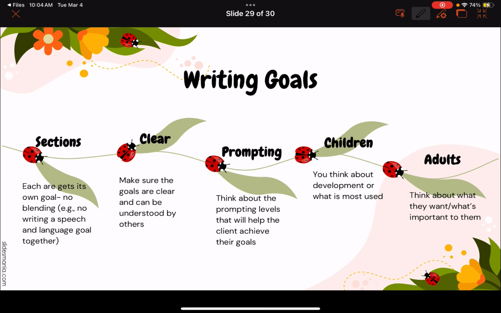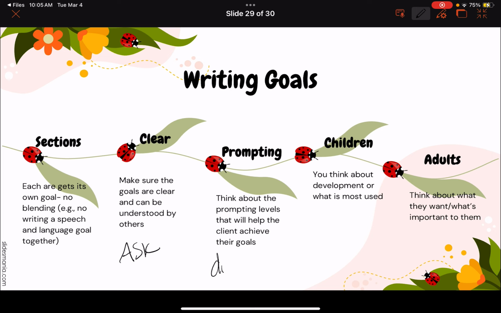So when we go to write goals, again, each section has its own goals. There's no blending. Do not write a speech and language goal together. Do not write a receptive expressive language goal together. These are vastly different skills with vastly different expectations. So please make sure that you keep those separated. Be really clear. You want to make sure that your goals can be understood by others. So just ask a colleague to read your goals and say, if you got this goal, do you know how to collect data? Do you know what my objective is here? So making sure they're very clear, making sure that you think about the prompting level.